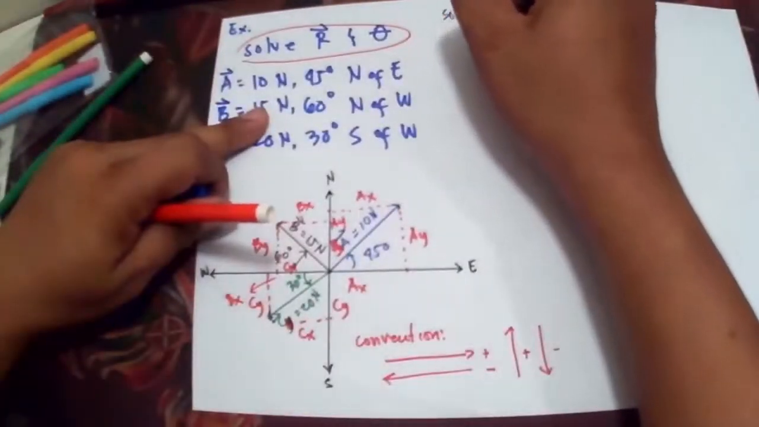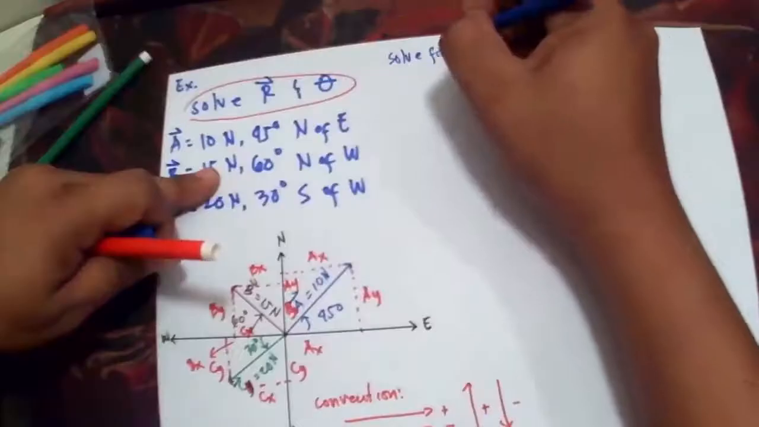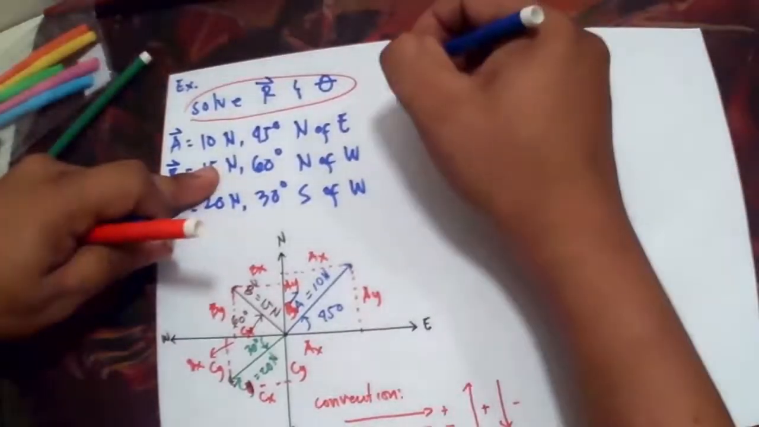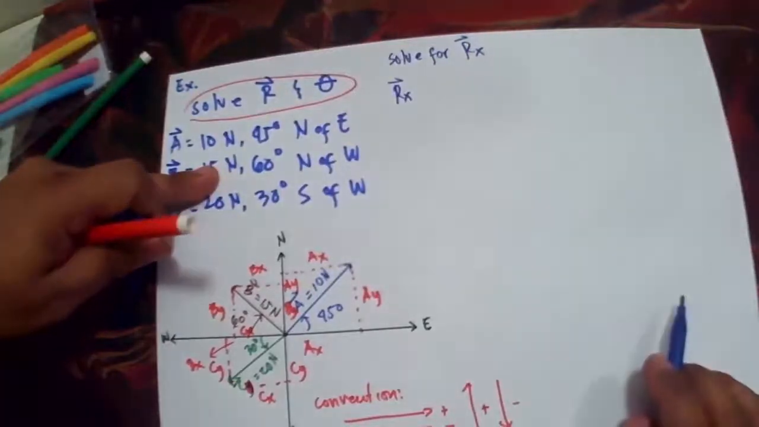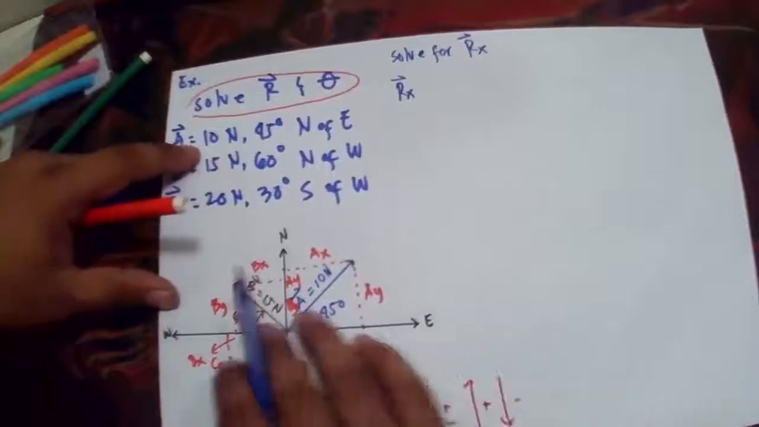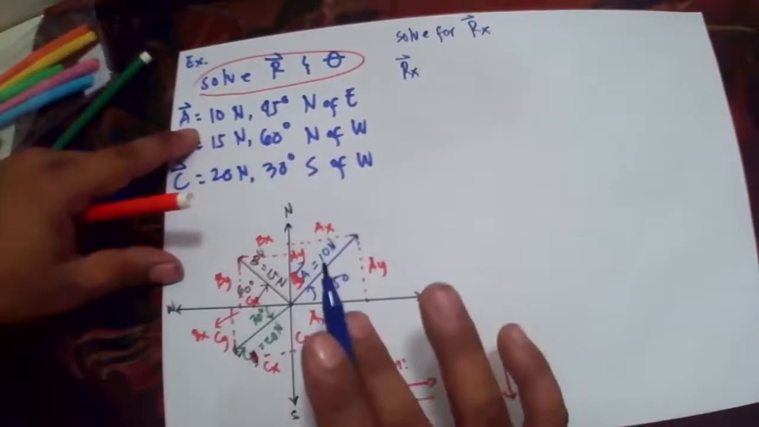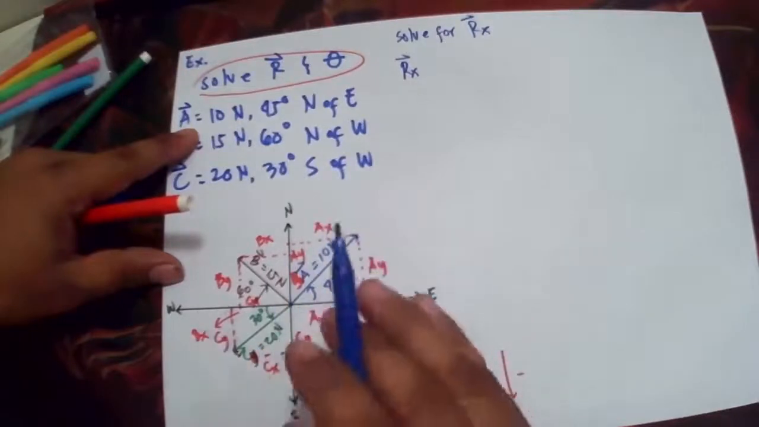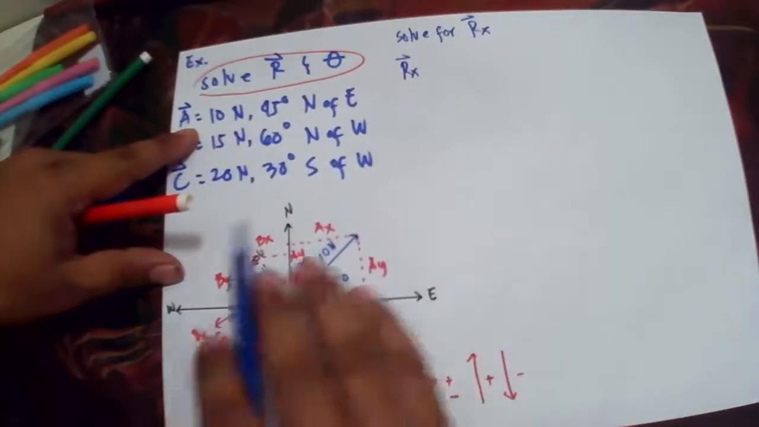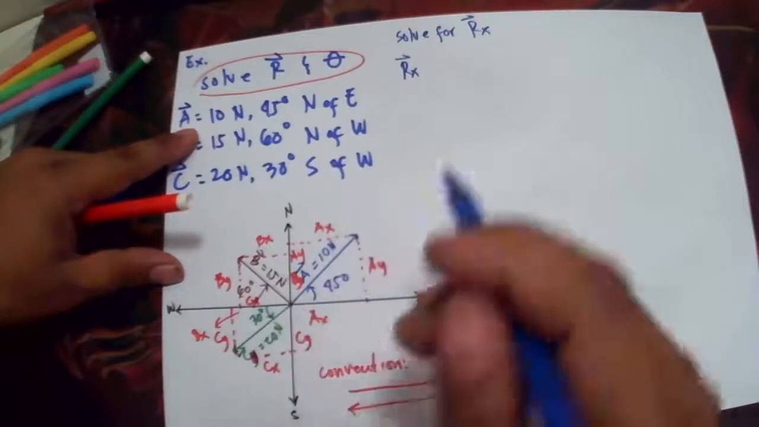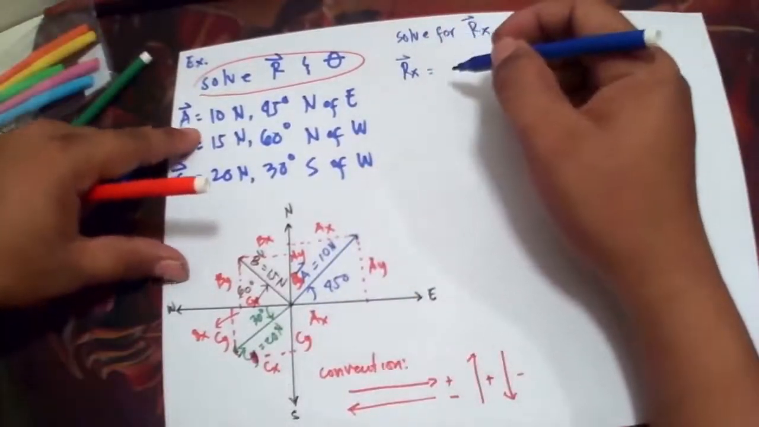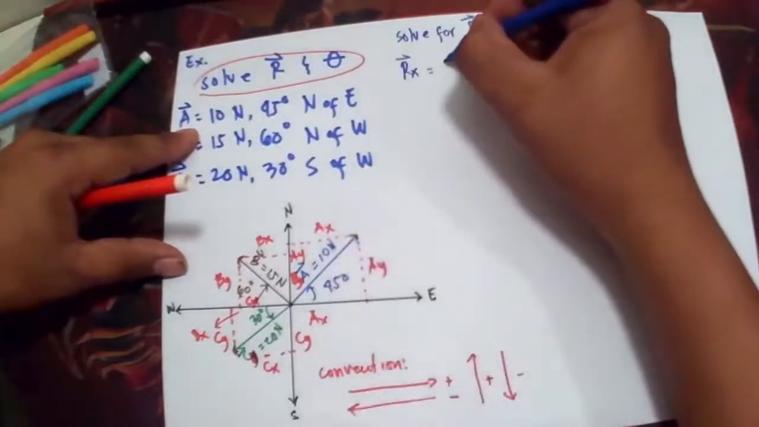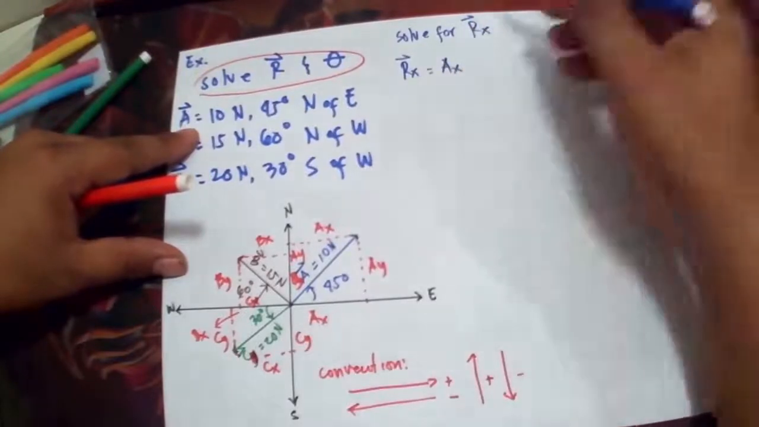Solve for R sub x. Now R sub x, or vector R sub x, is just a summation of all vectors in the x component. Again, vector R sub x is just the total of all vectors in the x component. That means if we're going to put this into an equation, the first one is vector A, so this is A sub x. Now A sub x is positive.